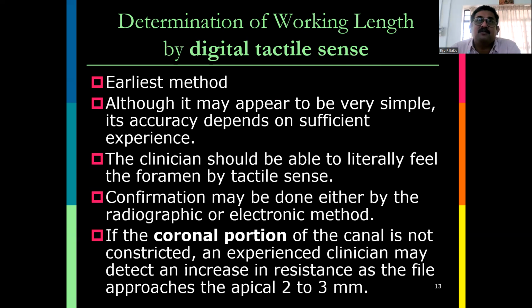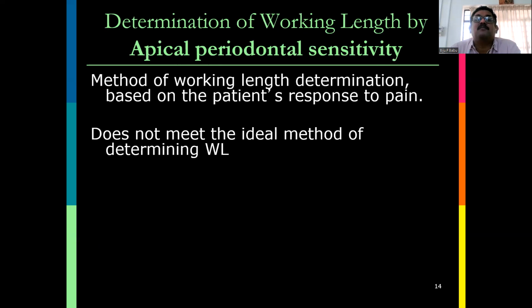So this can be used as a subsidiary method. Once you determine the working length by this method, you can reconfirm it using the electronic apex locator method. If the canal is constricted, an experienced clinician may detect it with the increased resistance as you approach the apical two to three millimeters.